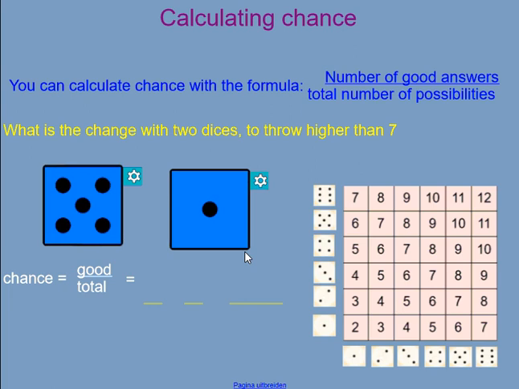You can also have a question where you don't have to throw 7, but higher than 7. Higher than 7 is 8, 9, 10, 11 and 12. So now you have to look at how many possibilities there are: 1, 2, 3, 4, 5, 6, 7, 8, 9, 10, 11, 12, 13, 14, 15 possibilities. So now good is 15, in total still 36. You can make it shorter, or you just put it in your calculator. That's 0.417.